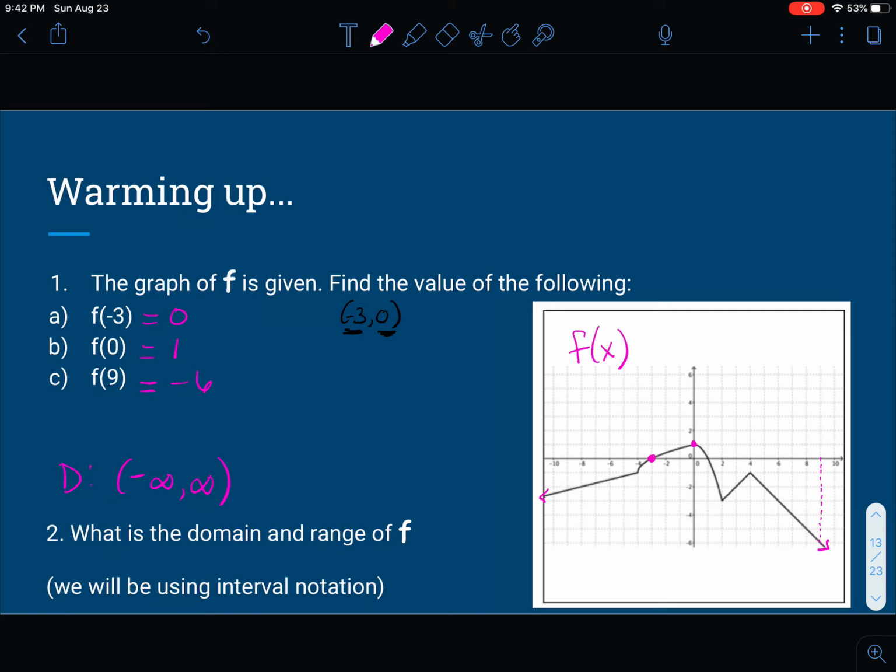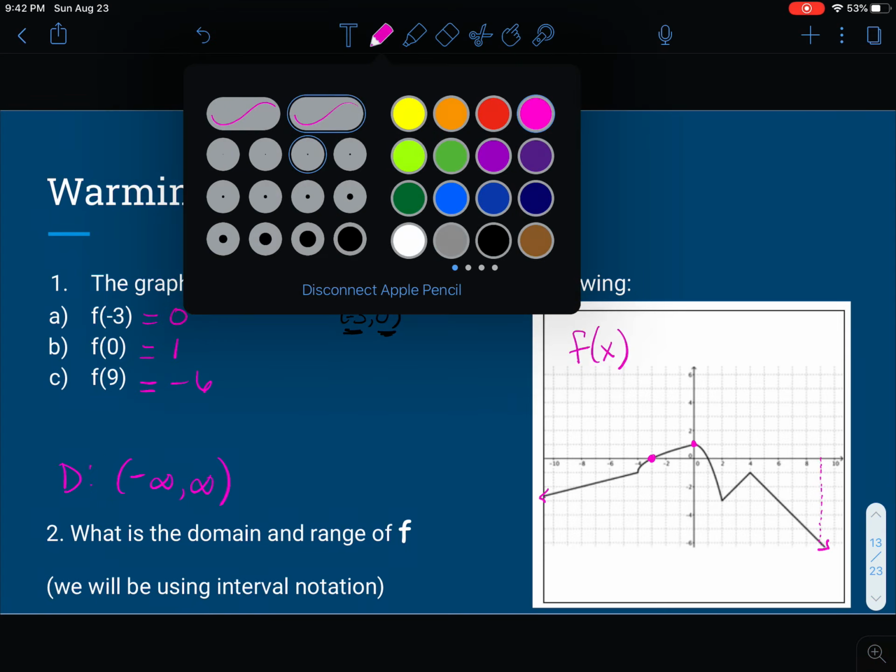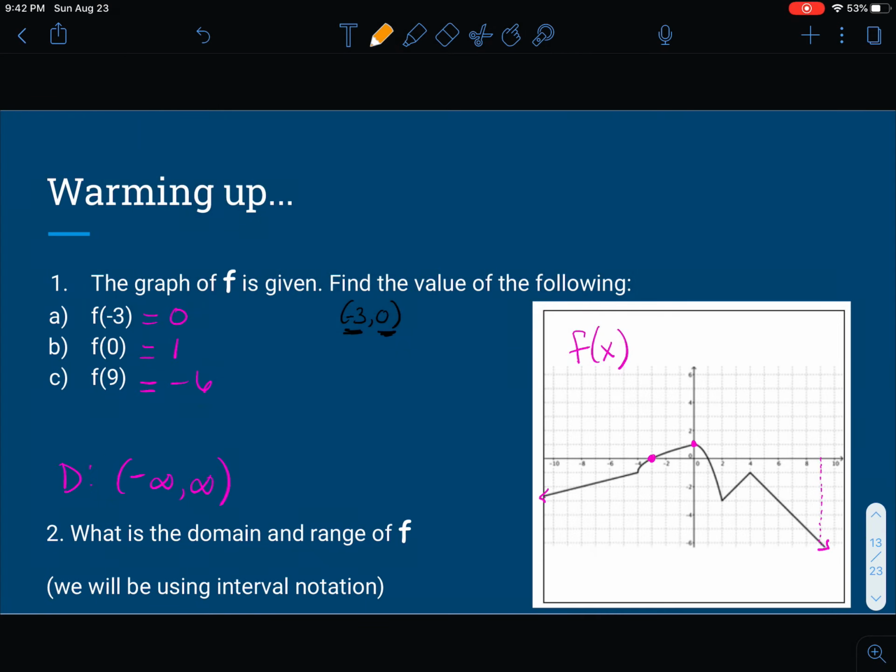Now, when we're looking for range, we're looking to see what is the highest output I could ever get for the y value, for the output. And it's right up here. The value of 1 is the highest output we're ever going to get, and then it's going to go down forever to negative infinity. So the range, we would say from negative infinity to 1 with a bracket because I'm including that point. That point 1 is included in the range.